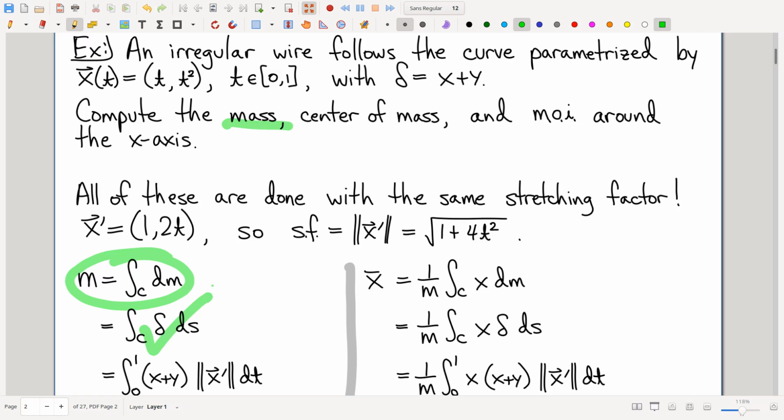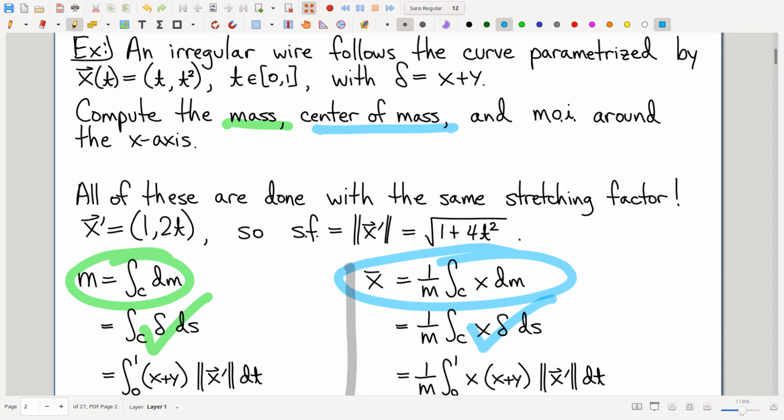How am I going to compute the, we're going to start with the x coordinate of the center of mass. Well, again, we have that written as an integral. Weirdly, the whole is the sum of the parts. Kind of strange. Again, that can be rewritten as a scalar line integral.